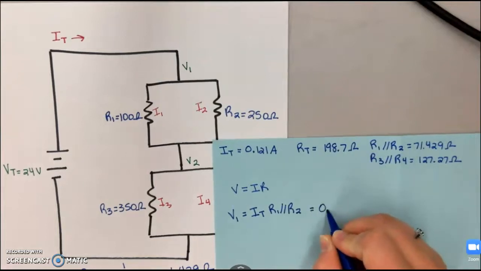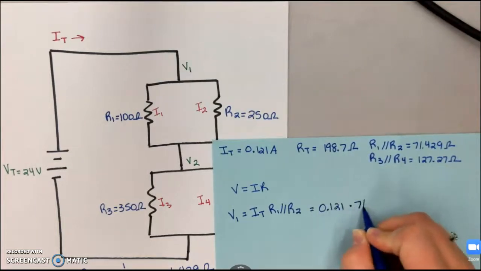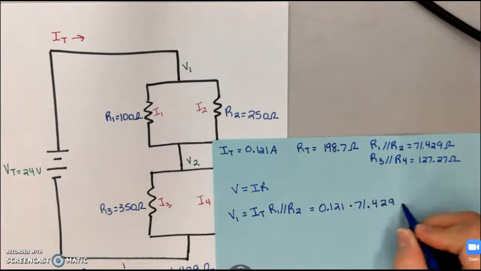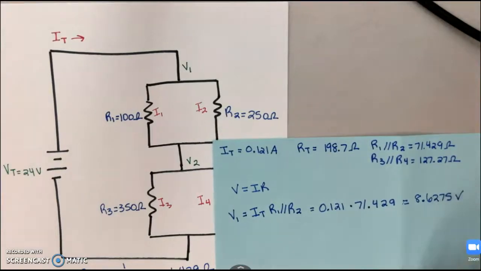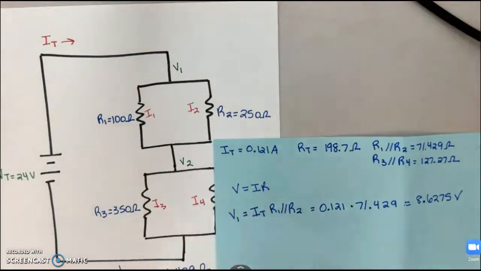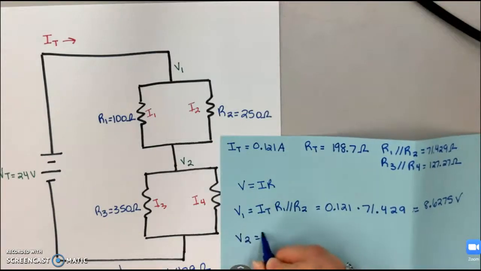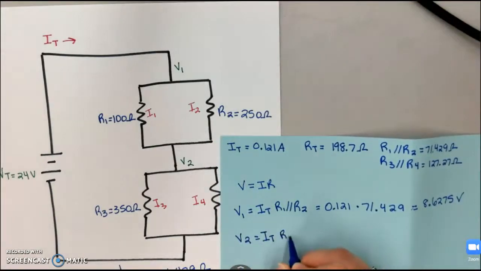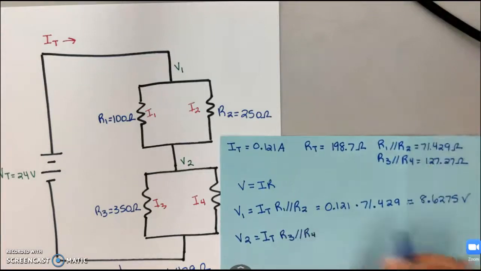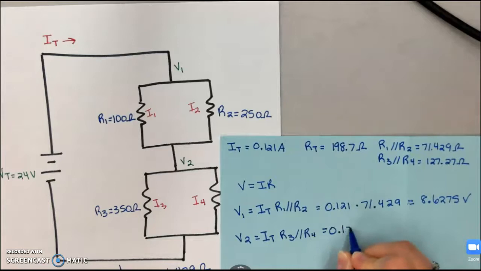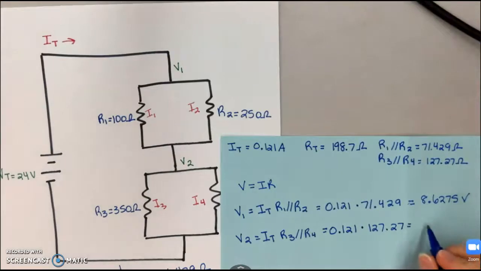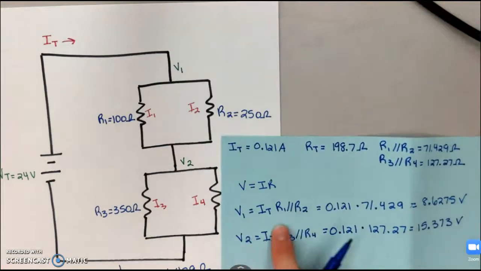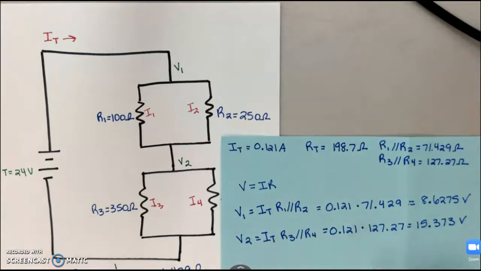So that's going to be 0.121 times 71.429. And that gives me about 8.6275 volts. And we're going to do the same thing for V2. Still my total current, but this time I'm using that combination of resistors 3 and 4. So 0.121 times 127.27 gives me about 15.373 volts. Now remember, the sum of those two voltages should equal my total voltage, 24.